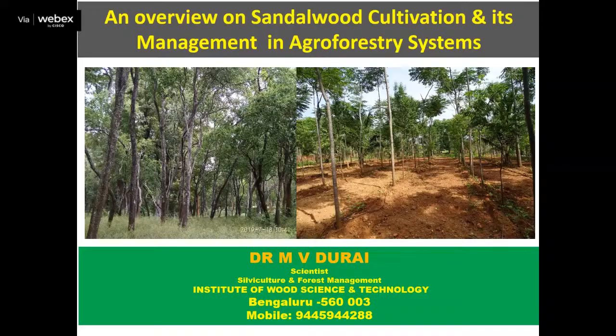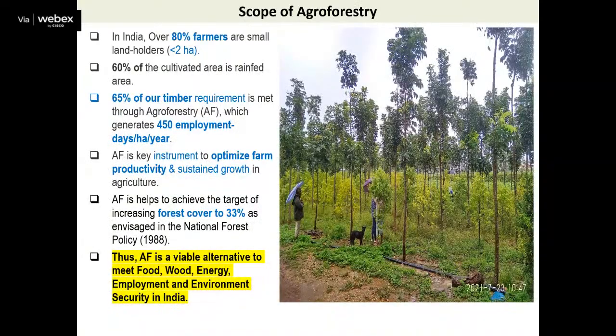This agroforestry, the scope of agroforestry, you know why we emphasized it, and the Government of India is also pushing to promote agroforestry on a large scale, because most of the farmers in India are small and old farmers, and most of the cultivated land is rain fed, not irrigated land. Another most important and interesting fact is that more than 65% of the timber we are getting is from the agroforestry system. That is why the Government of India and all wood-based industries are dependent on the agroforestry system. In this context, how sandalwood farming will be related, we'll just see.